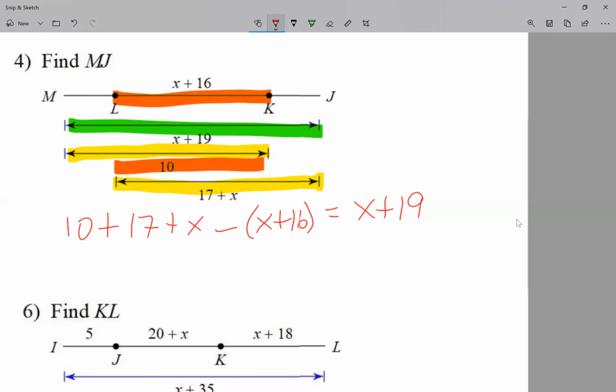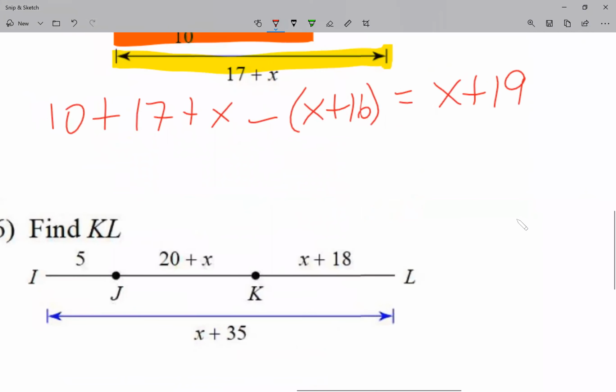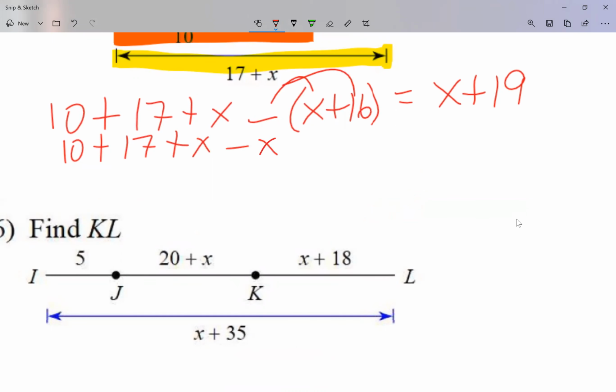Okay, now let me solve for x. What I'm going to do, let me get rid of parentheses first. So I have 10 plus 17 plus x. Let me distribute the minus. So minus x minus 16 is equal to x plus 19. I'm going to separate my sides through the equal sign. On the left side, when I combine like terms, x minus x, again, they cancel out because it's 0x. When I look at numbers, 10 plus 17 minus 16, I know that's 11.